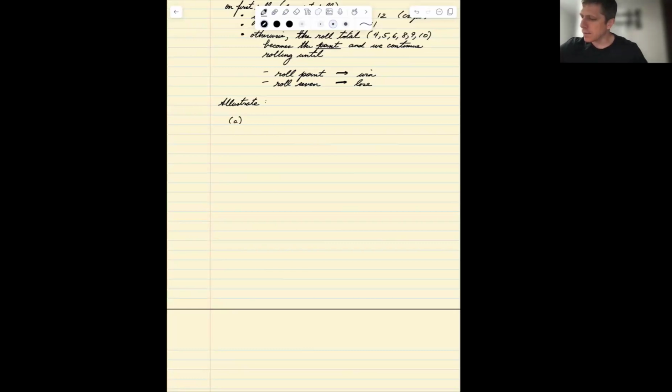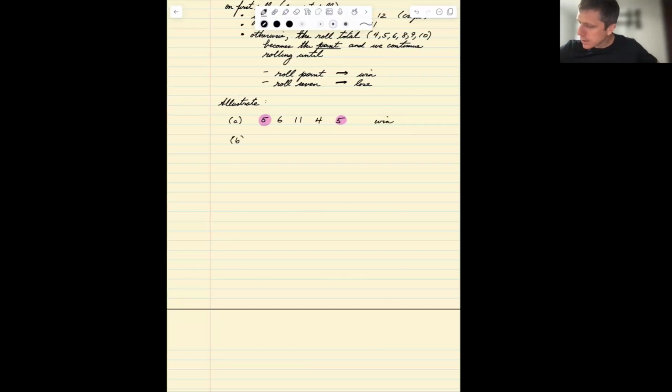Roll number 1, 2, 3, 4, whatever. Let's suppose that we were to roll on the come out roll a 5, and then a sequence of rolls as follows. On the come out roll, we've rolled a 5. Then we continue to roll until either a 5, the point, or a 7. We ignore everything else until the next 5 or 7. And in this case, a 5, so this would be a win.